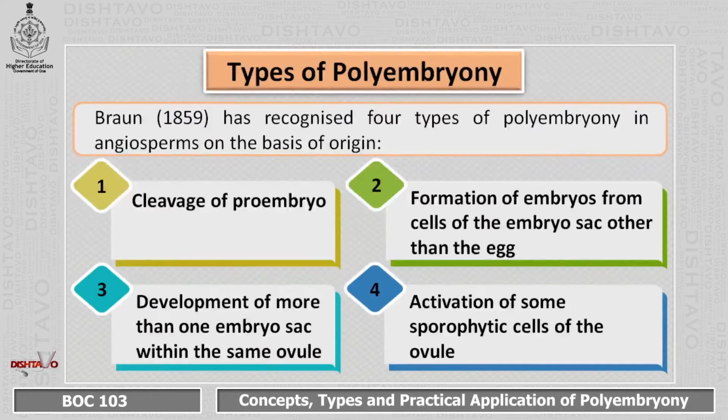Types of polyembryony. Braun has recognized 4 types of polyembryony in angiosperms on the basis of origin: cleavage of proembryo, formation of embryos from cells of the embryo sac other than the egg, development of more than one embryo sac within the same ovule, or activation of some sporophytic cells of the ovule.